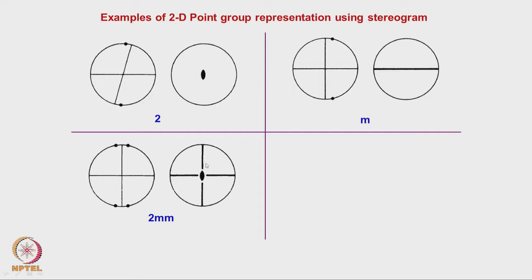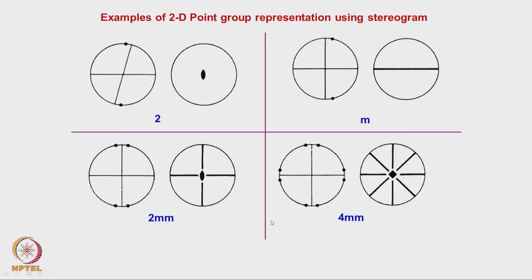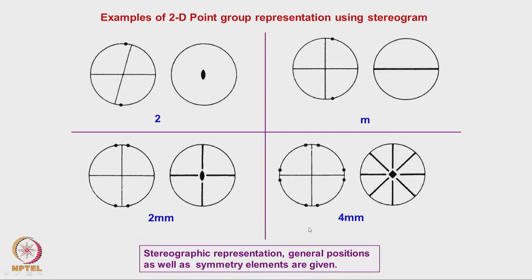That is what is being shown here. Once a mirror has been kept and this set of poles has been generated, we can immediately see that it is equivalent to putting a mirror on the XZ plane as well. That is why the symbols used here are the twofold ellipse and 2 mirrors. This you can see, this is for 4mm.